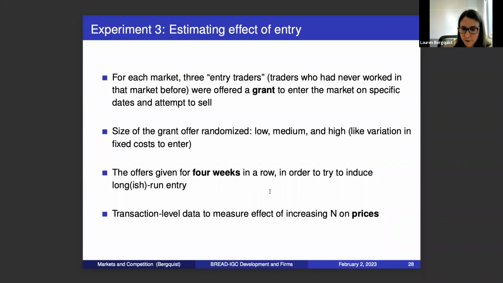Again, these offers are given for 4 weeks in a row. The goal here is to induce long-ish run entry. And then we collect transaction level data to measure the effect of increasing the number of traders on prices. And we can then back out, in the underlying model, what happens to the model of competition when entry happens. Questions there on the design?